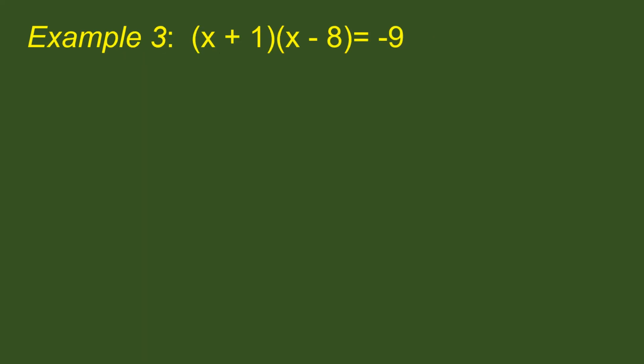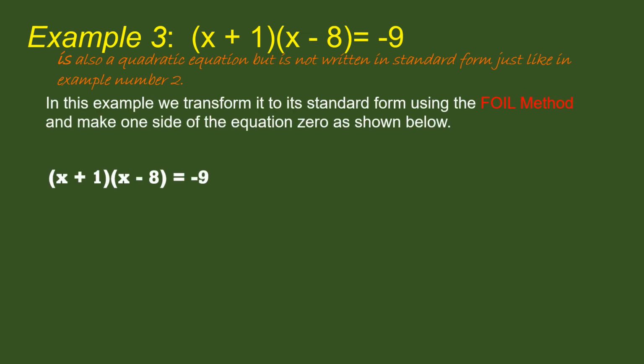Example 3. The product of quantity x plus 1 and quantity x minus 8 is equal to negative 9. It is also a quadratic equation, but is not written in standard form, just like in example number 2. In this example, we transform it to its standard form using the FOIL method and make one side of the equation 0 as shown below.